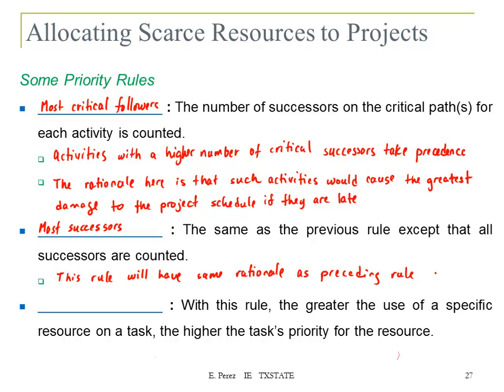And the last one is called the most resources first. With this rule, the greater the use of a specific resource on the task, the higher the task priority for the resource. So if you have a resource that is going to be helping in multiple tasks, then that resource will have a higher priority for that task in which it will be staying longer. So those are some of the priority rules that you can use to assign resources that are requested by multiple tasks in your project.